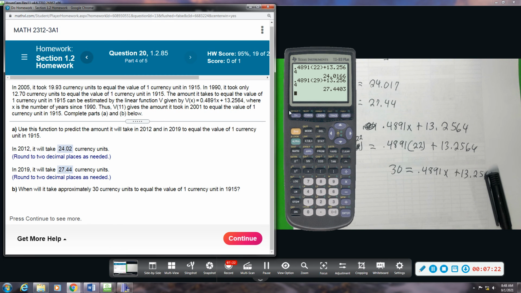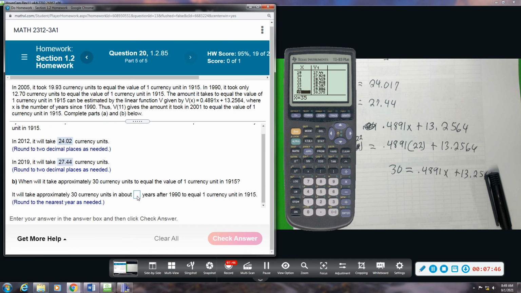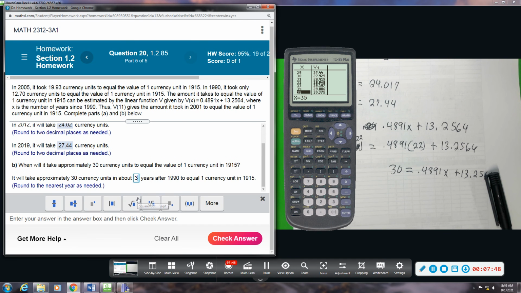Or if I go second graph, I already have that table in there. I'm looking for the closest to 30 in the y-axis. So I'll just scroll down, and the first time I get to 30 is 35 years. It could be this one if you round up, but it's not exactly 30. So I think we would probably want to go with 35. So it's going to take approximately 35 years to get that.